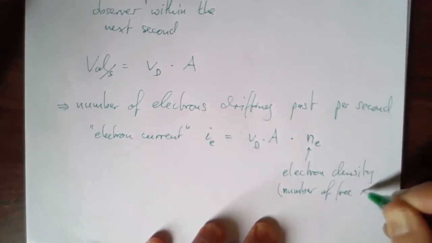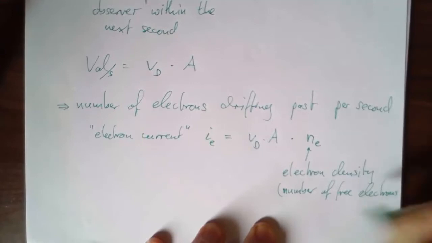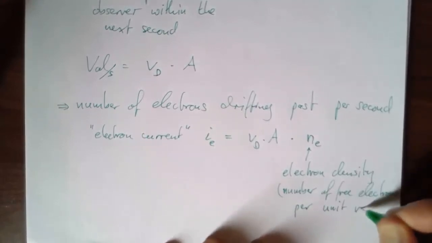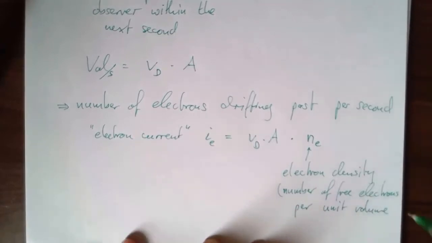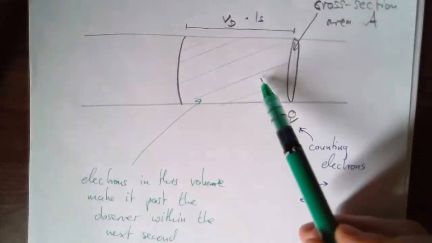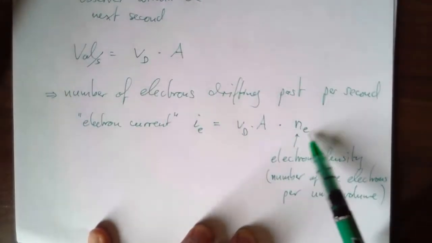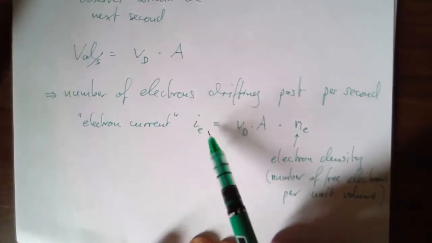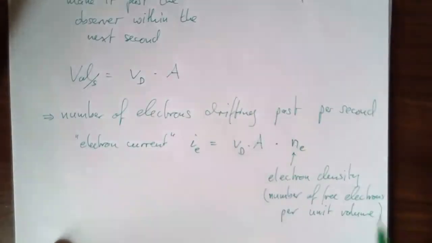Number of free electrons per unit volume. Okay, so this is the volume that's going to make it past our observer within the next second. And this is the number of electrons per unit volume. So we multiply the two and we get the electrons drifting past per second.